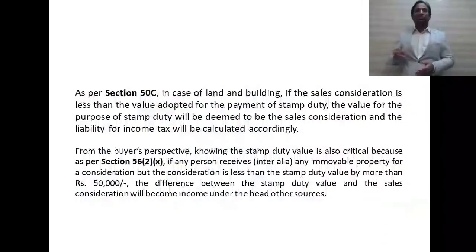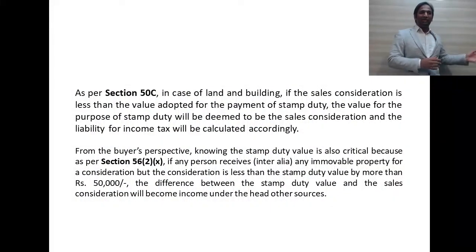Okay, so specifically I'll be talking about two such sections, section 50C and section 56(2)(x). Section 50C is from the seller's perspective, and section 56(2)(x) is from the buyer's perspective. So from the seller's perspective, if you are selling a property for, for example, 3 crores, but the stamp duty value of such property is 3.5 crores, then as per section 50C, the sales consideration, even though it is 3 crores, will be deemed to be 3.5 crores, and consequently you will have to pay tax as though you had sold that property for 3.5 crores.